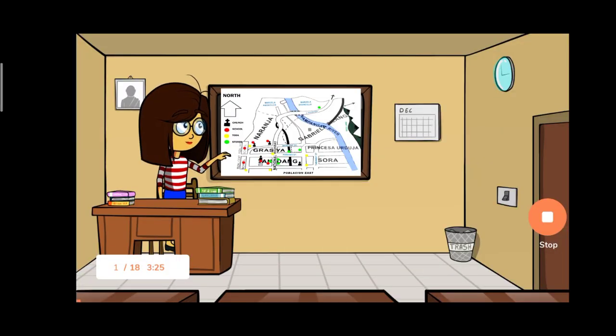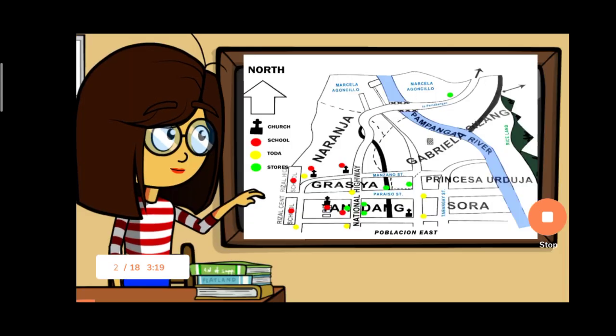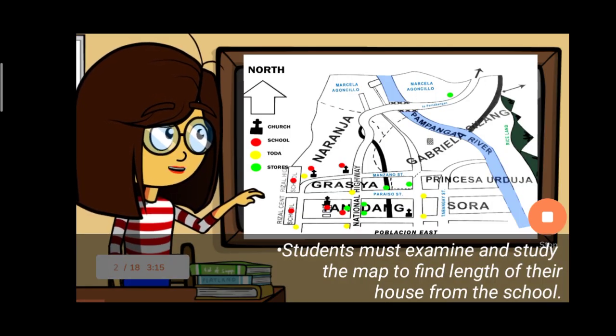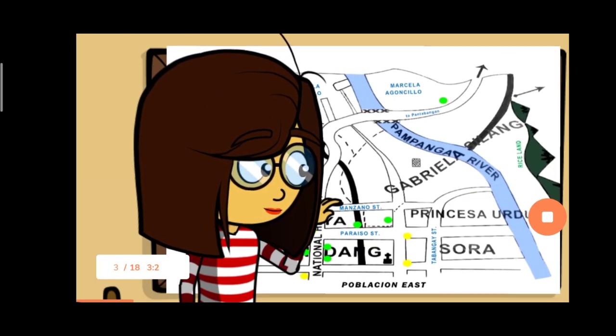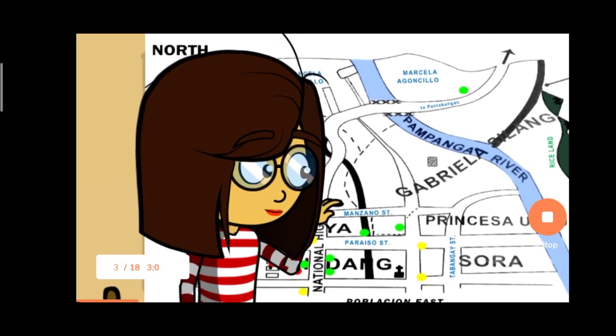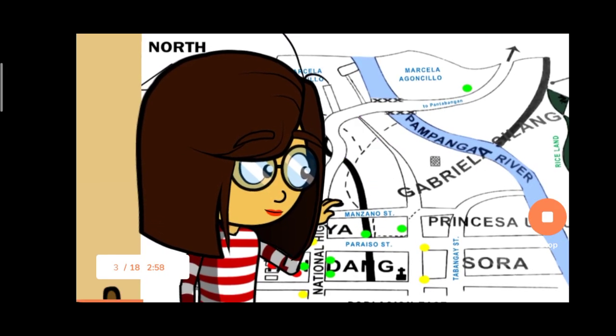Hello class, look at this image on the board. This is our barangay map. Our aim for today is for you to examine and study this barangay map and for you to identify the length of your house from our school. I'm going to give you an example. For example, I live at Manzano Street.